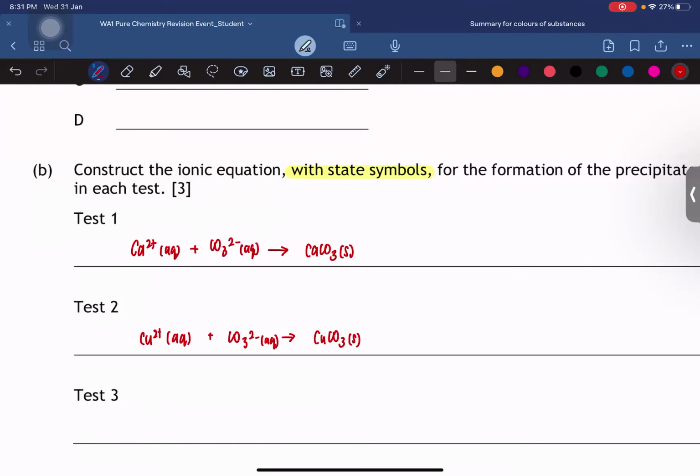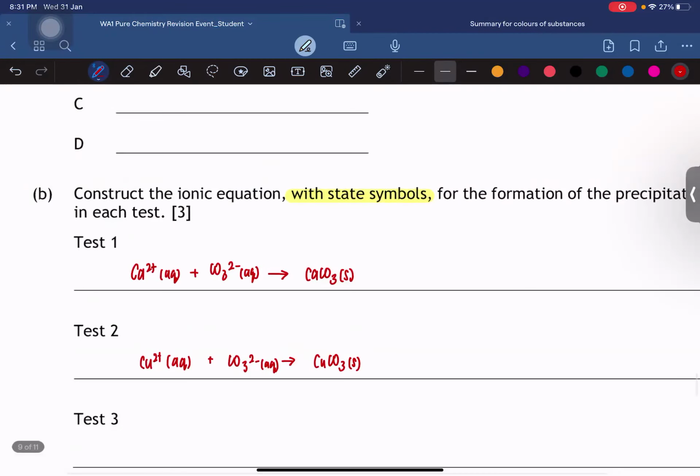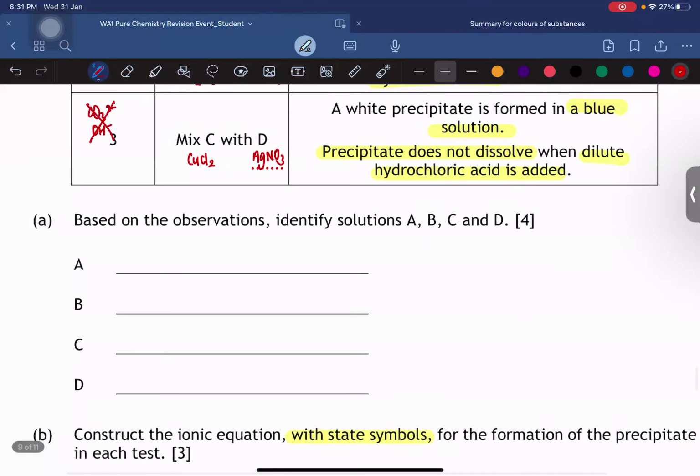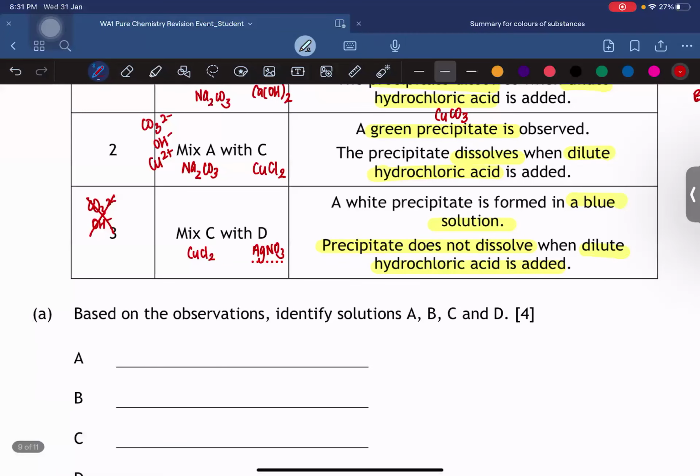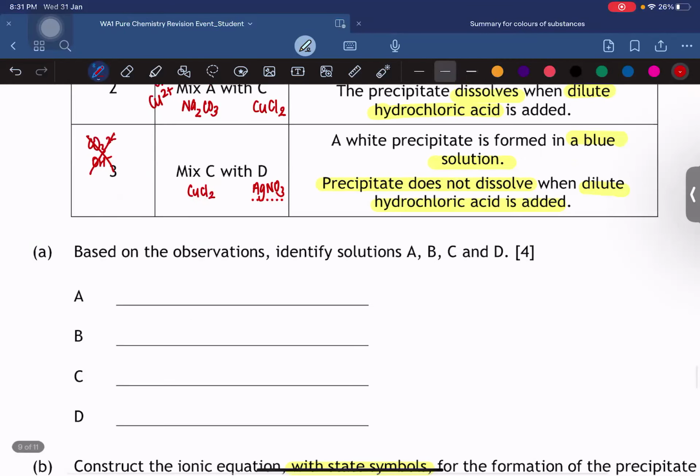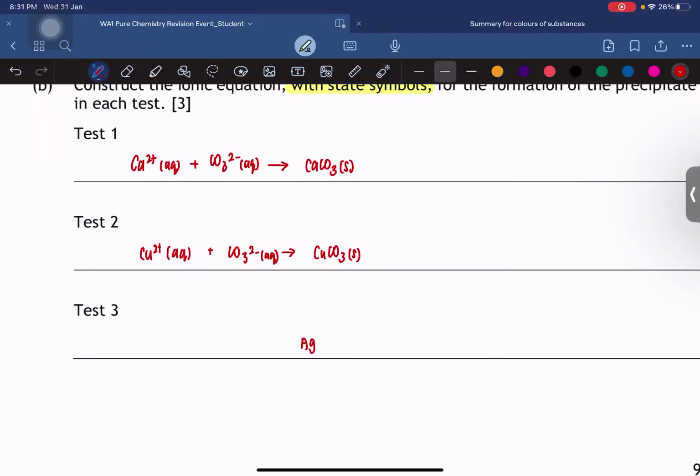Okay, now the last one. What is the last precipitate that is being formed? White precipitate that doesn't dissolve. Is it copper 2 nitrate? Is copper 2 nitrate a white precipitate? No, it is a blue solution. Understand? Is silver chloride a white precipitate? Yes. So therefore, the precipitate formed here is silver chloride, solid. You have Ag+ and Cl-.